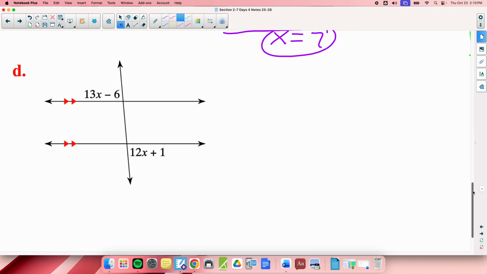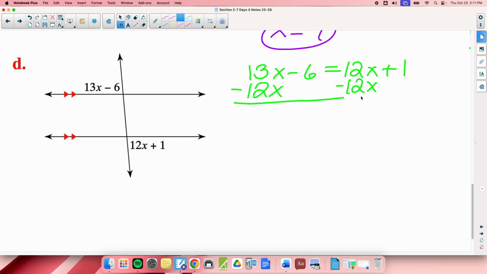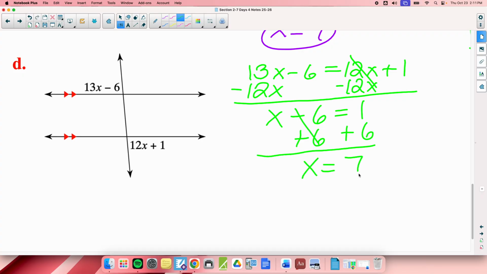What kind for D? Alternate exterior. And what do we know about that? They equal each other. So we're going to go 13x minus 6 equals 12x plus 1. What do I do? Subtract 12x. Then 13x minus 12x is x minus 6 equals 1. Then I'm going to add 6, and I get x equals 7.